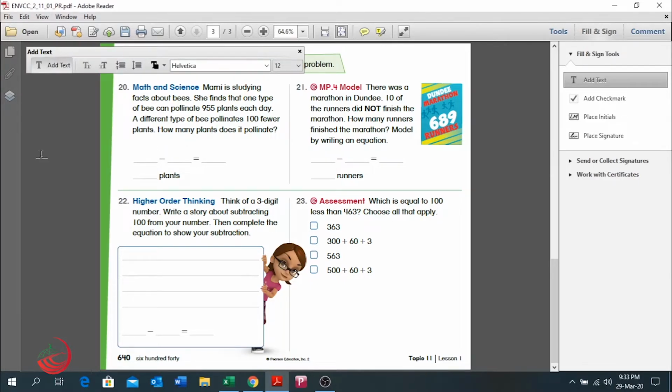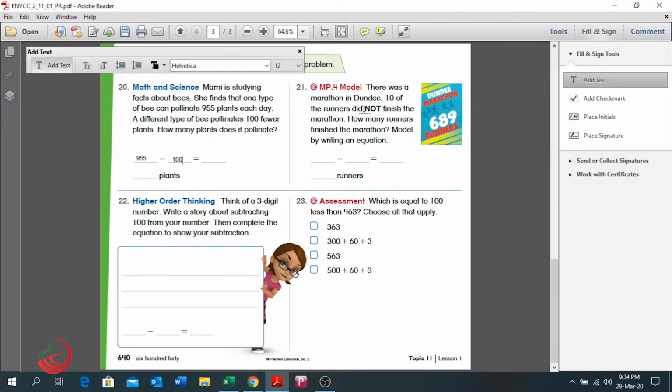So what are we going to write here? Which number first? The bigger number or the smaller number? When we have a minus, we must write the bigger number as the first number. The first number is the bigger number. So it's going to be 955 minus 100. You do the rest.